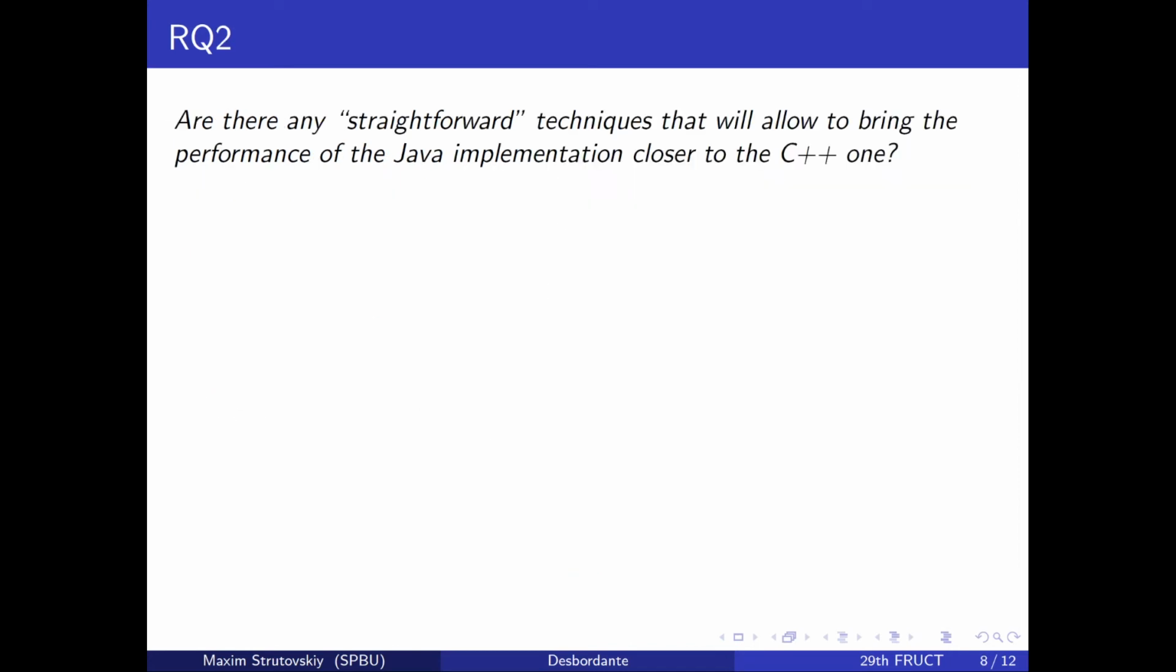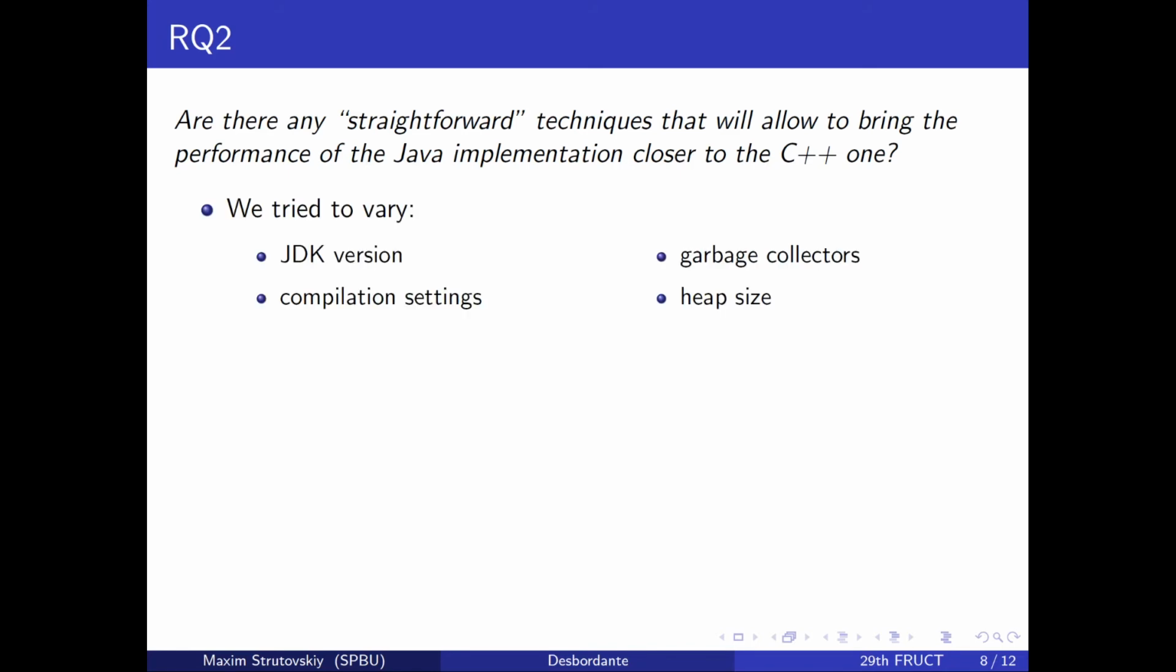Research question number 2 is dedicated to checking whether the performance of Metronome can be improved using simple techniques that do not require code modification. We have tested several runtime options that could affect Metronome performance: 3 versions of JDK, compilation settings, including the ahead-of-time approach, various garbage collectors, and initial heap size.